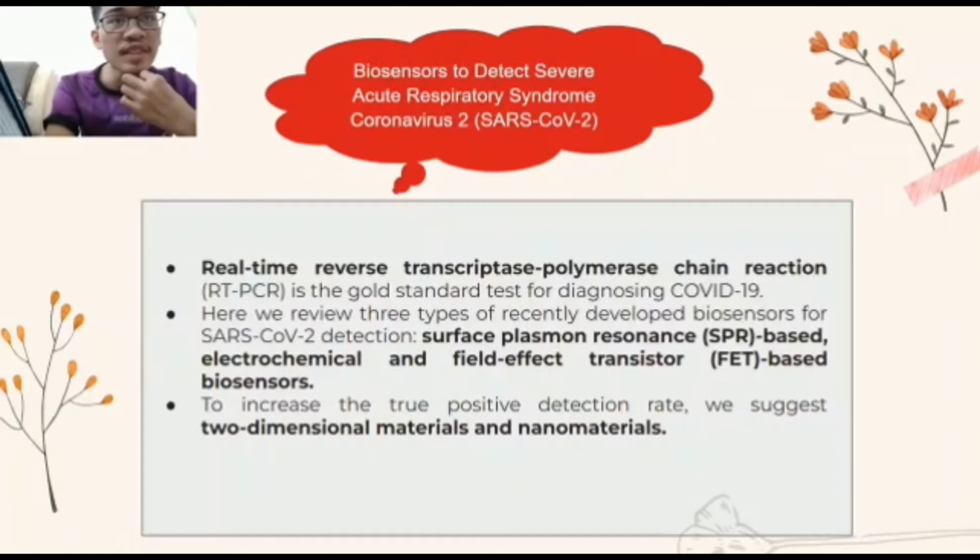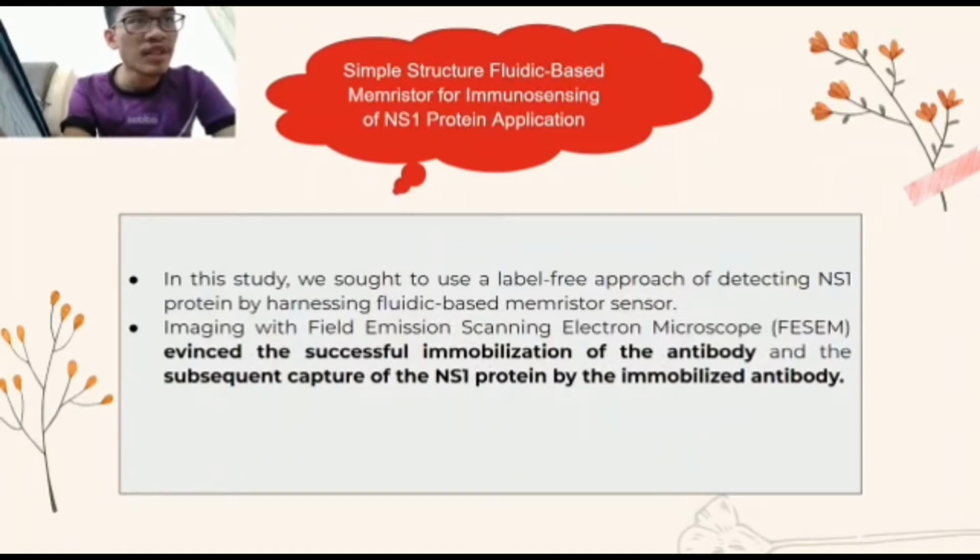The accuracies of these sensors need to be improved before they could be translated into POC devices for commercial use. To increase the true positive detection rate, we suggest two-dimensional materials and nanomaterials. What these materials help to do is that they could be used to modify the sensor surface to increase the sensitivity of the sensor. Okay, for the next slide, simple structure fluidic based memristor for immunosensing of NS1 protein application.